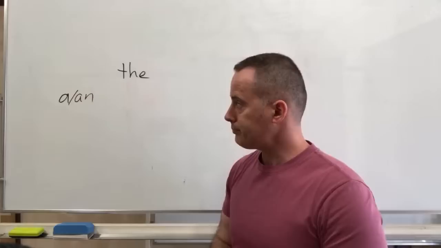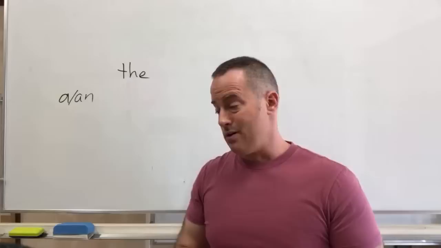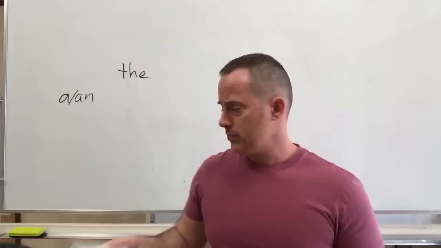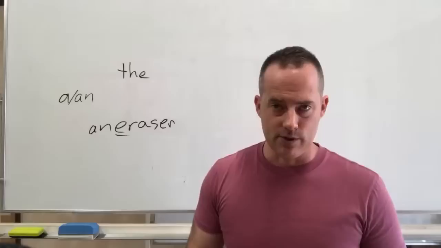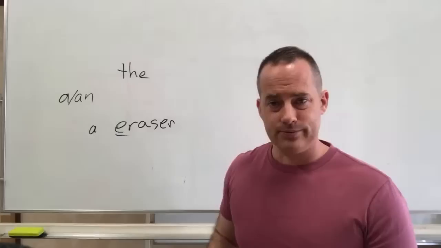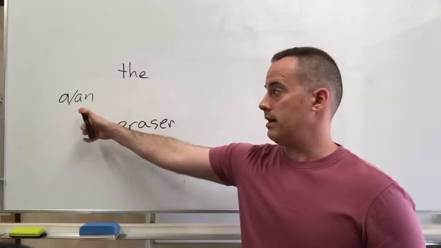We use a when we're talking about like a marker, a book, something like that, where it's easy to say the word. So a marker, a book. But if we have an eraser, so we have the vowel E over here, so an eraser. The sound of it, an eraser, sounds much easier than if we just have a eraser, okay? So we have an here just to make it easier to say. Everybody should be familiar with these rules of the a versus an over here.